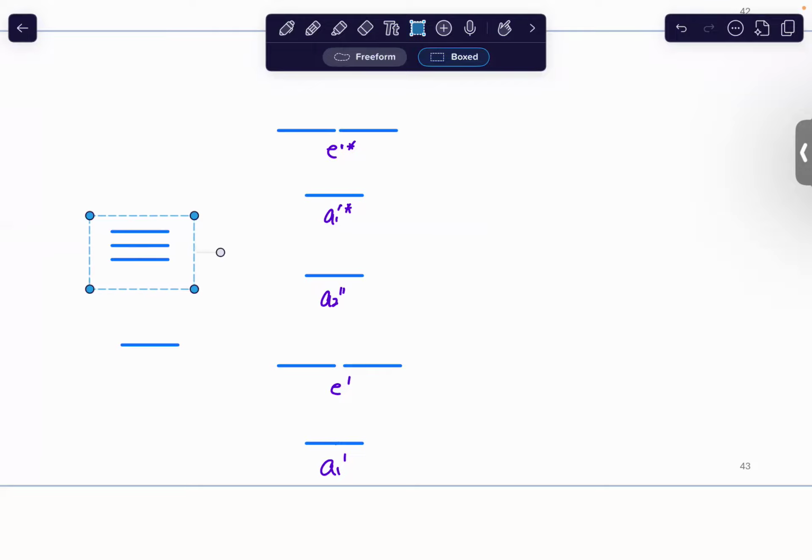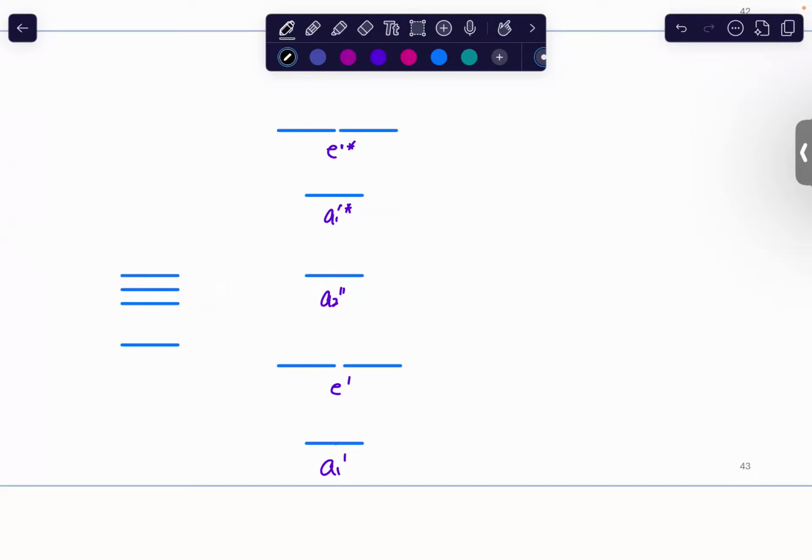Here, we're going to align these so that, okay. So this top one would be our 2pz, A2 double prime. These other two are 2px, 2py, and these are our E primes. This one down here is our 2s. That's our A1 prime.